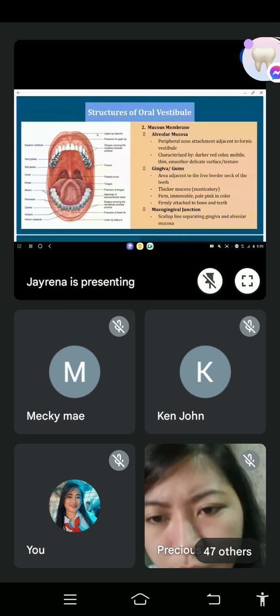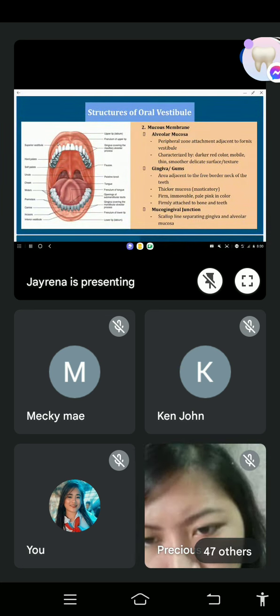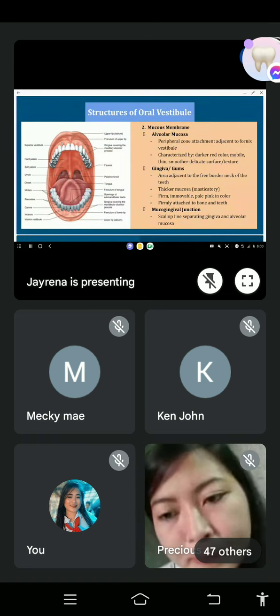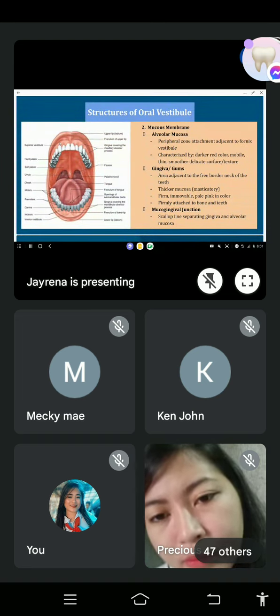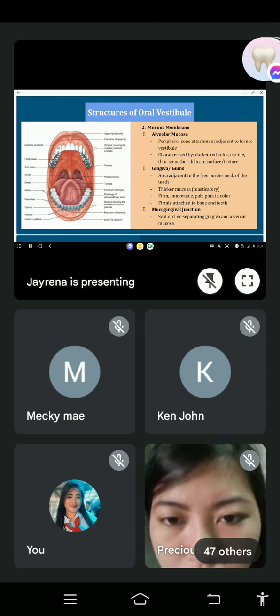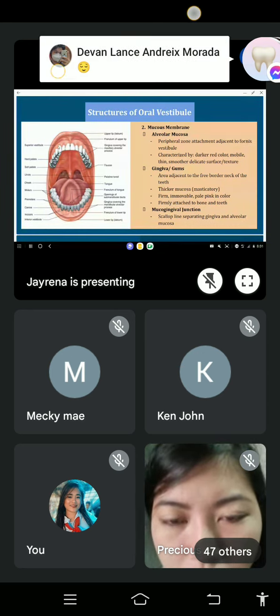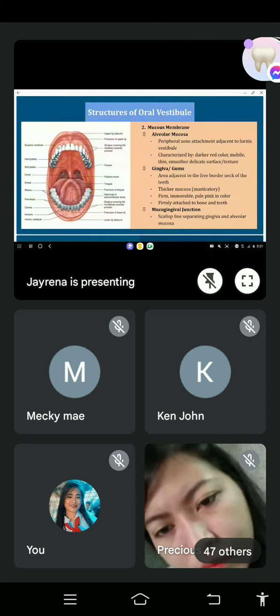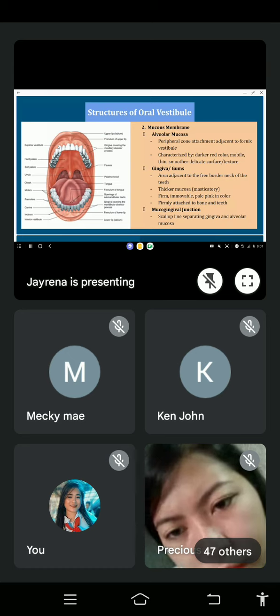Here, you have the mucous membrane. You have your alveolar mucosa. The alveolar mucosa is adjacent dun sa vestibular fornix. Okay? Darkened red siya, and it is mobile. So, ano bang meron dito? Pag sinabi nating alveolar mucosa, it is darker red in color, mobile, with a smoother, delicate surface texture.